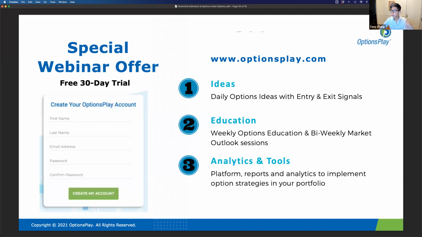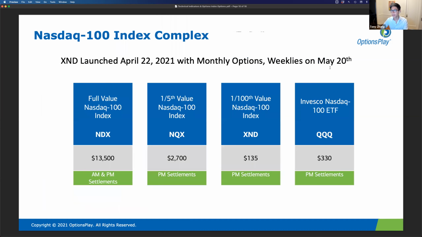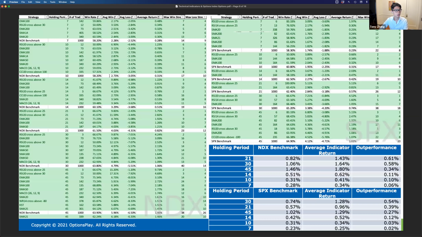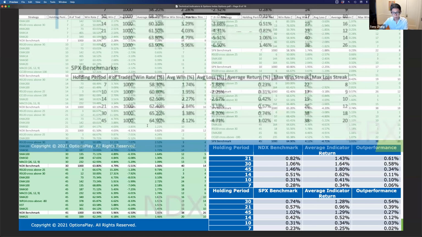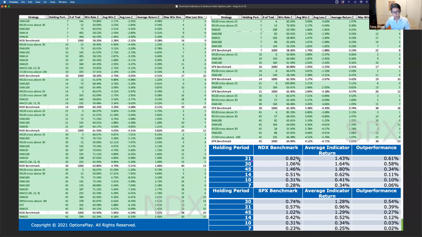Should you annualize the average indicator return to determine which one is best? We do that. All of these are based on annualized returns when you look at these trades. Oh, I'm sorry. Do we annualize the returns? No, we do not. But that's why we did this analysis. We did the average return versus the benchmark return for each time frame, so that you can understand which time frame had the best outperformance. And it was 21 and 30 days for both the S&P and the Nasdaq.